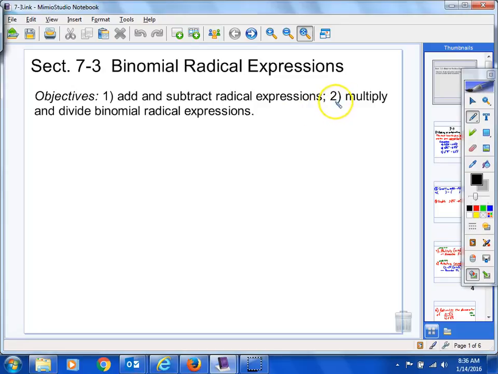And then the second half of the lesson will focus on how we multiply and divide binomial radical expressions. Just remember the word binomial literally means bi, two, and nomial, terms. So we should be very familiar with that term, binomial. And radical means that of these two terms, at least one will be in radical form. Could be both, but at least one of them will be radical. We're going to take a look at how these binomials are multiplied and divided.